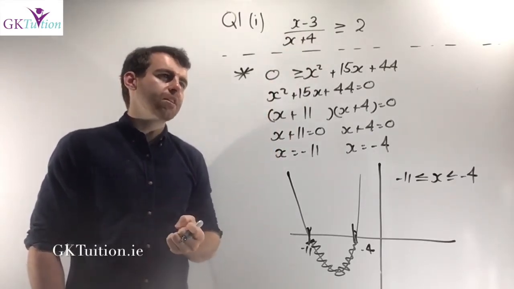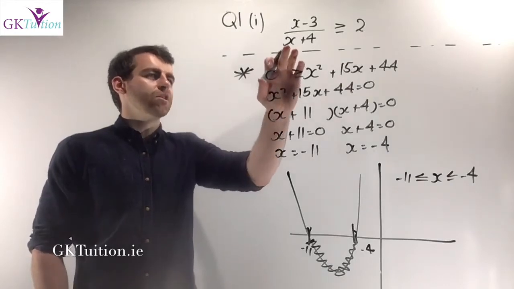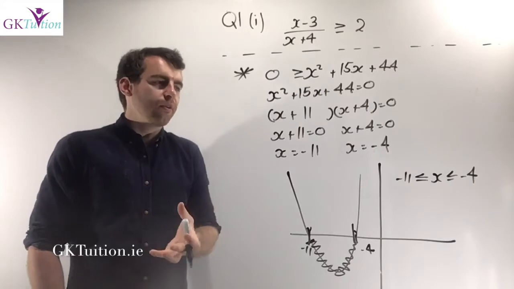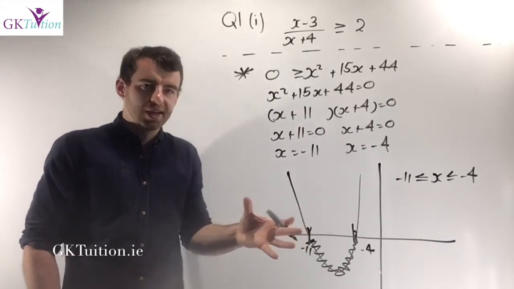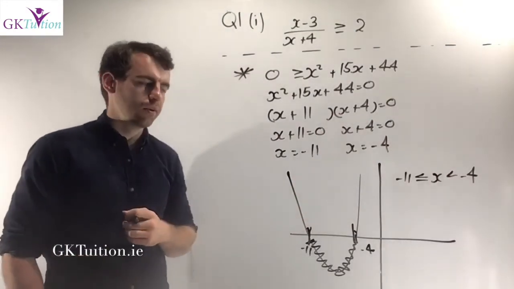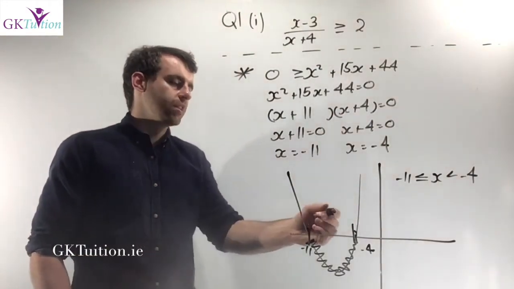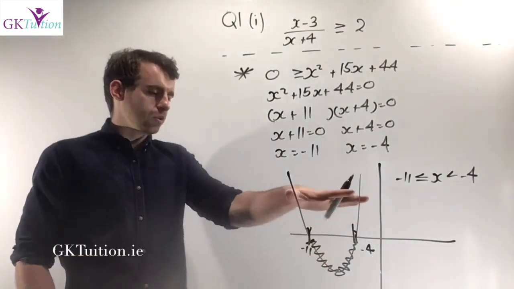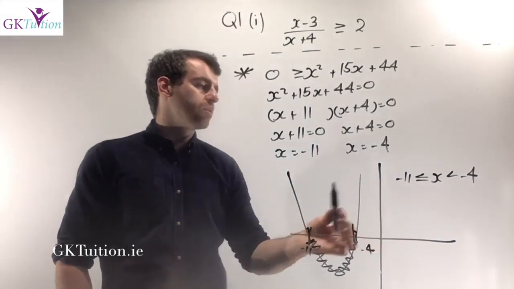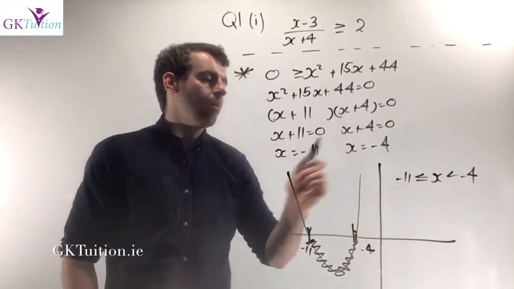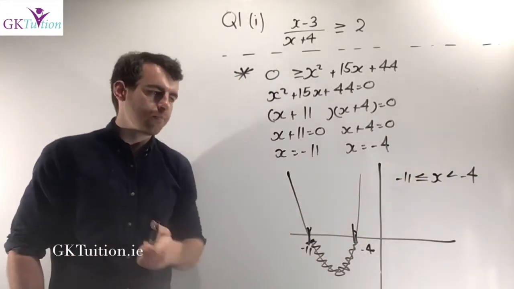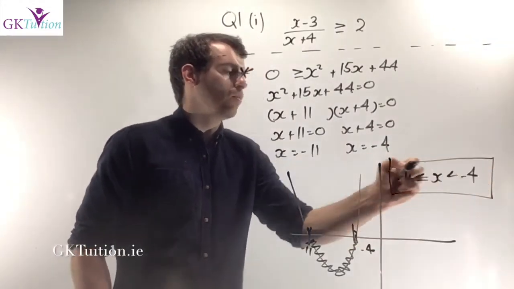If I subbed in x equals minus 4, the bottom of this fraction would be minus 4 plus 4, or in other words 0, so the whole thing would be undefined and the whole question wouldn't make sense. So I cannot include x equal to minus 4. My final answer is the range of values of x for which the quadratic is below the x-axis is when x is greater than or equal to minus 11 and less than minus 4, but not including less than or equal to minus 4. So that would give me full marks for part 1 here.